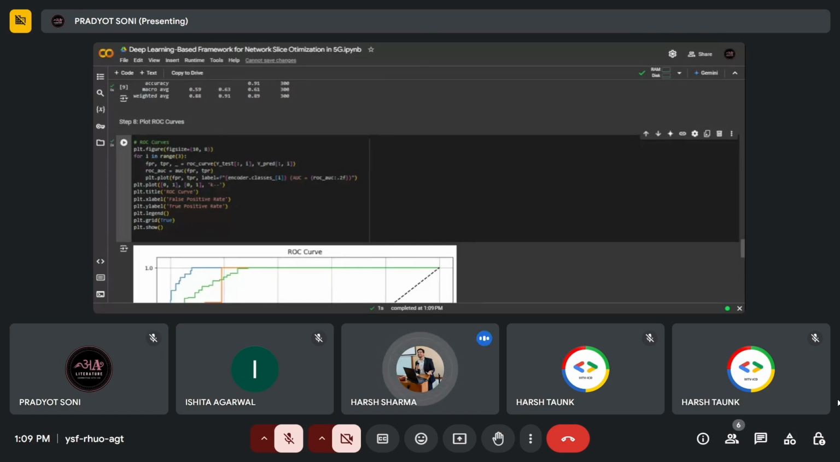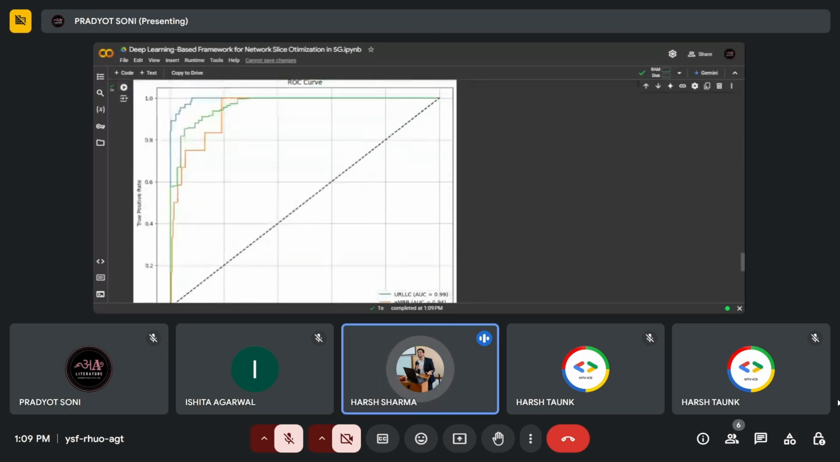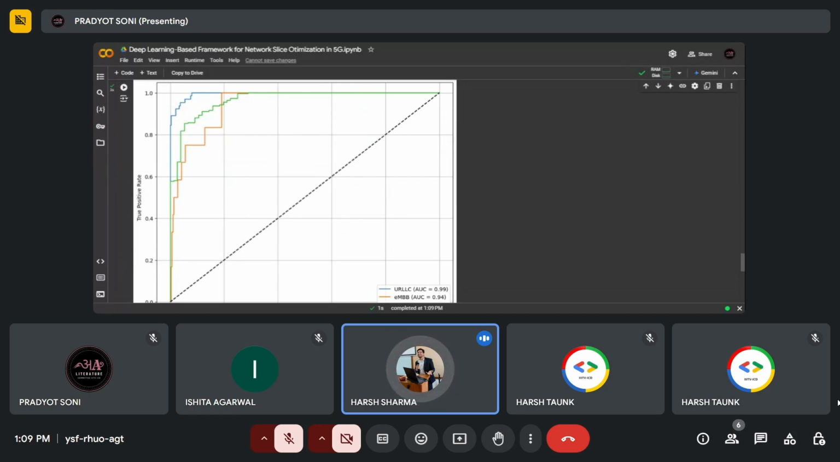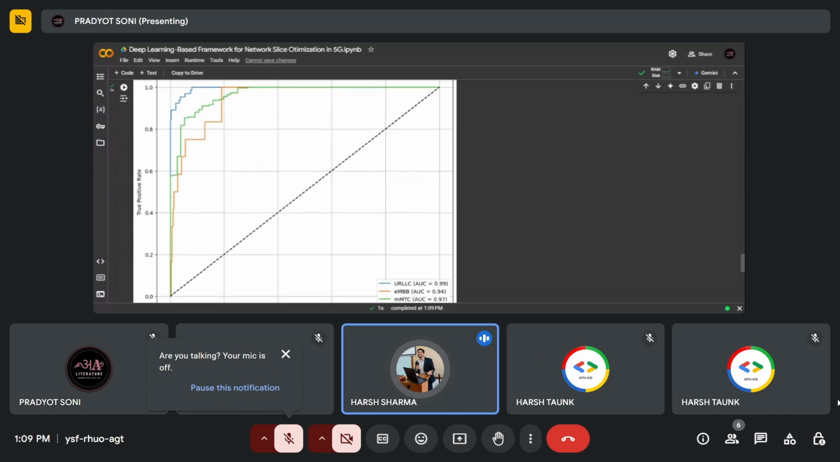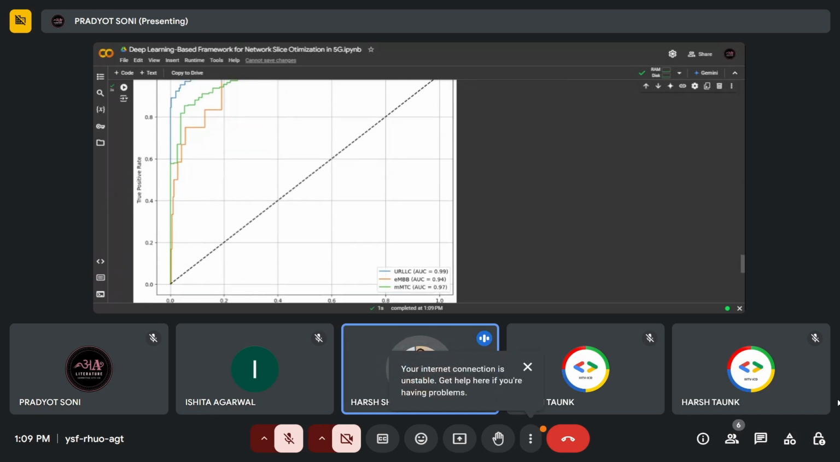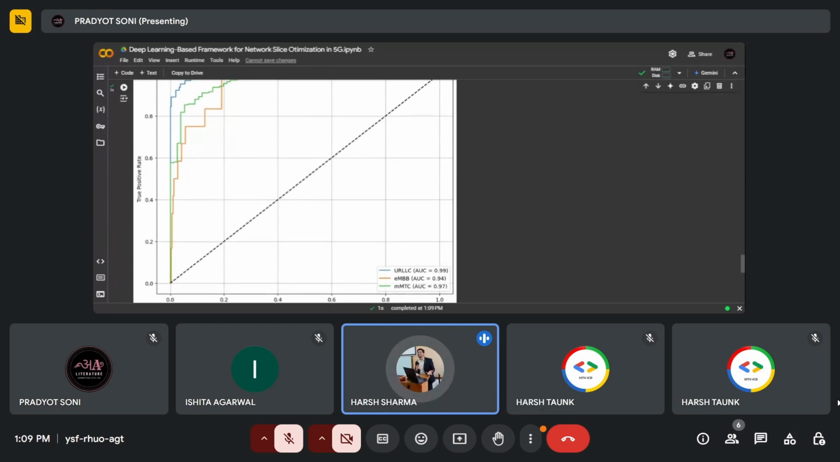So this is the ROC curve, showcasing the model's ability to distinguish between the three network slices. URLLC achieves an AUC of 0.99, indicating near perfect classification. MMTC follows closely with an AUC of 0.96, reflecting excellent predictive performance. EMBB has an AUC of 0.95, which is slightly lower, but it still demonstrates strong results. The closer the curve is to the top left corner, the better the model performs. These values confirm our model is effective, with URLLC achieving the highest accuracy.